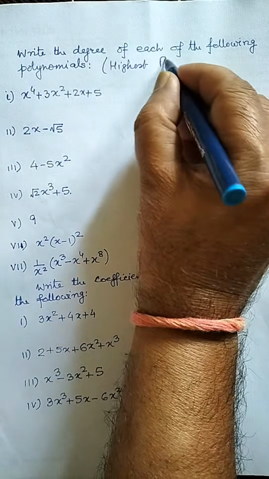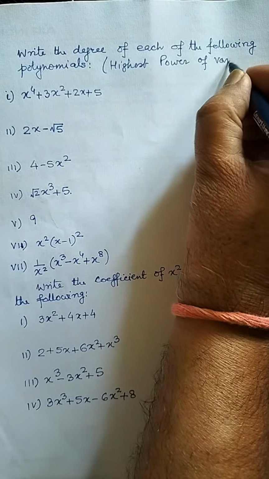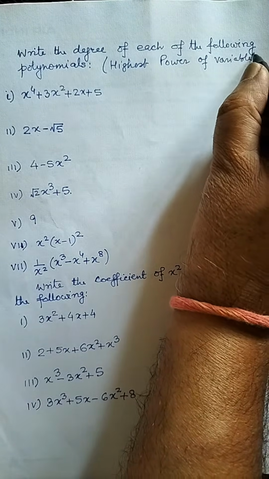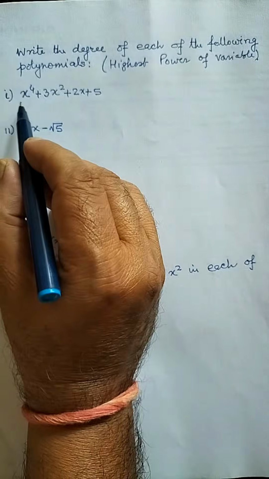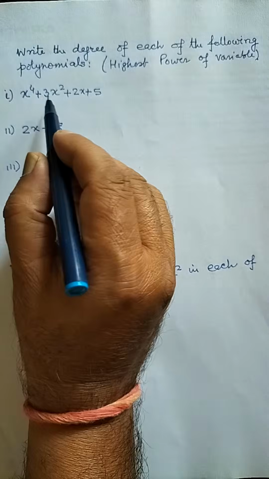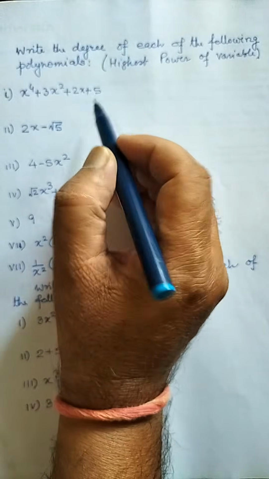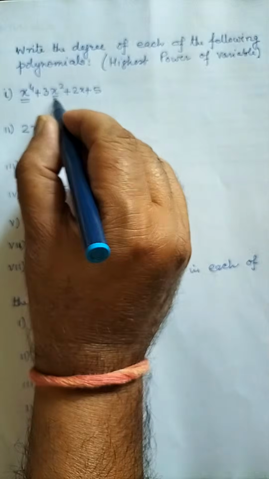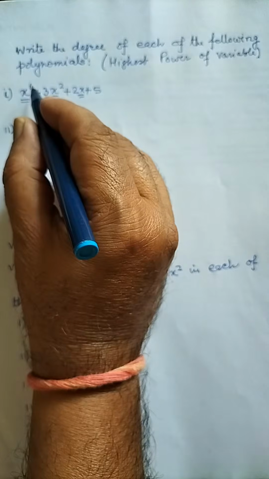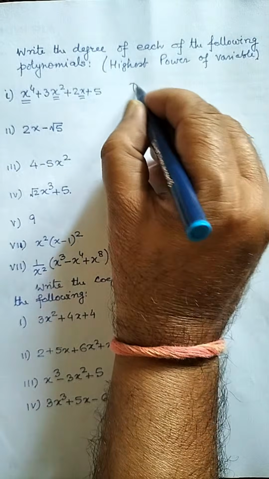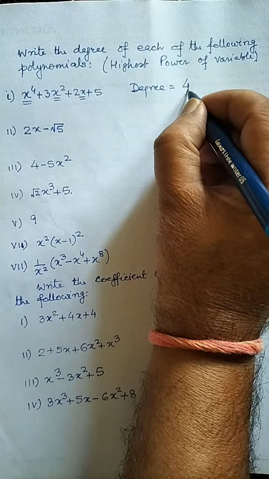Highest power of the variable, no matter whatever is the variable in the expression. But the highest power you have to see. Now the first one, x to the power of 4 plus 3x square plus 2x plus 5. Here the variables are x, and the highest power is x to the power of 4. So 4 is the degree. Degree is the highest power. You will just write its degree is 4.